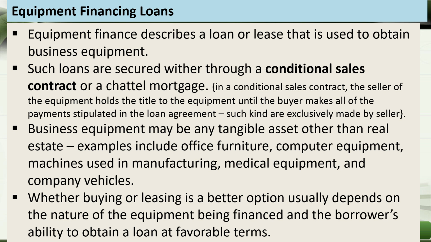That means that it will be sold at the last, once the buyer repays all those things, and for the residual value it will be like a purchase for the buyer, and the seller will give the title of those goods also at the end of that maturity after taking whatever the purchase option price. Until then, it will be under the exclusive ownership of the seller. So business equipment may be any tangible asset other than real estate. Examples.